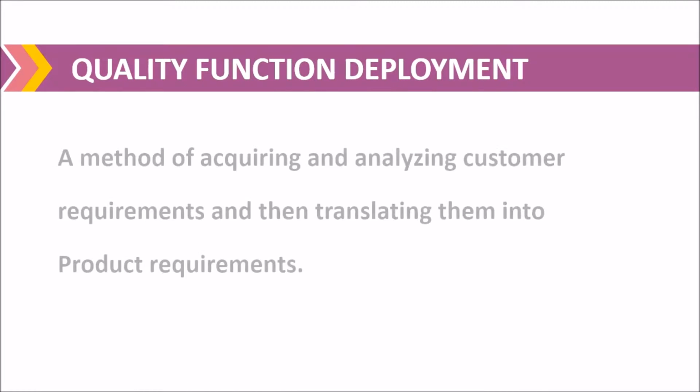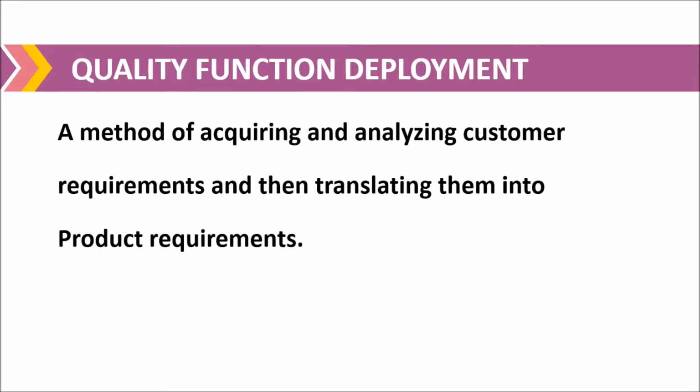So let's first look at the definition. Basically, quality function deployment is a method of acquiring and analyzing customer requirements and then translating them into product requirements. Well, this is kind of a structural thing. When it's drawn out, it looks like a house, which is why it is also known as the house of quality.